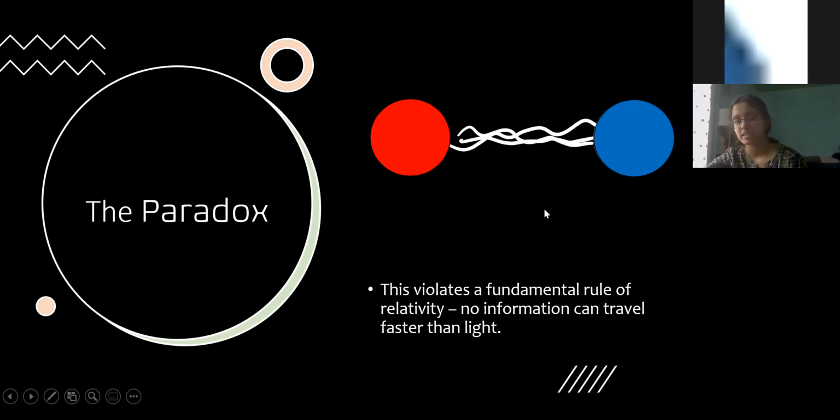However, since the collapse of the first particle was completely random, there was no way to predetermine whether it would collapse into red or blue. Since it was completely random, it must have transmitted some information about its collapse to its partner in order for it to collapse accordingly. This would require information to travel faster than light speed, which violates a fundamental rule of relativity. This led to Einstein's famous rebuttal of quantum theory, which he famously called spooky action at a distance.